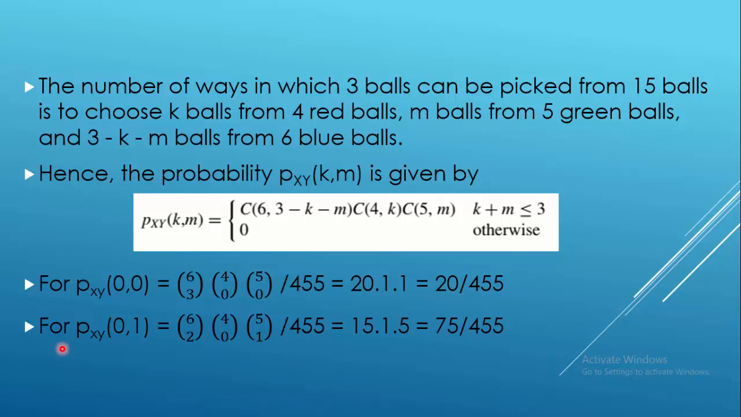In case of 0 and 1, it means that no red ball is chosen, but at least one green ball is selected out of 3.